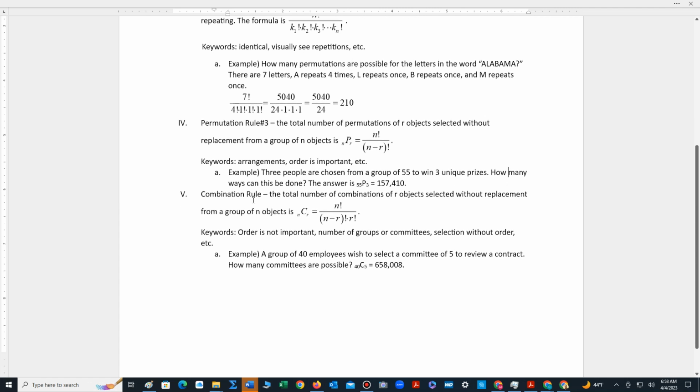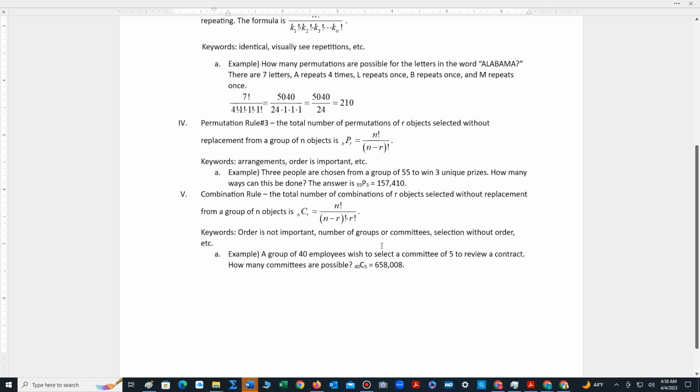The combination rule. So remember, in combinations, order is not important. We're just counting the total number of groups. So the total number of combinations of R objects selected without replacement from a group of n objects is, and here's the formula, n choose R, n factorial divided by n minus R factorial times R factorial. Keywords: order is not important.